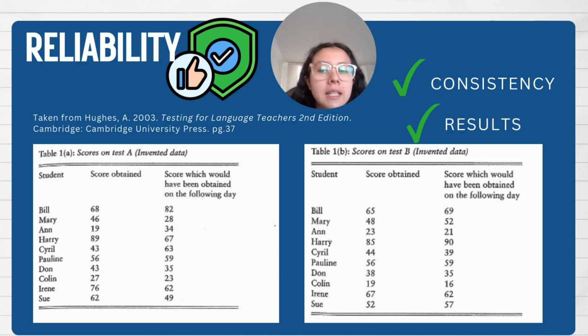Reliability is the consistency in results. It means that the results need to be almost the same, or maybe the same, if the test is taken on different occasions. For example, here you have scores on test A and scores on test B, which were taken on different days and got almost the same results.